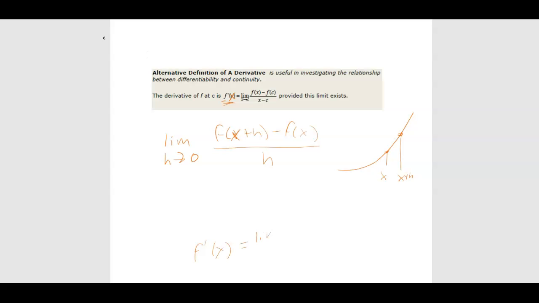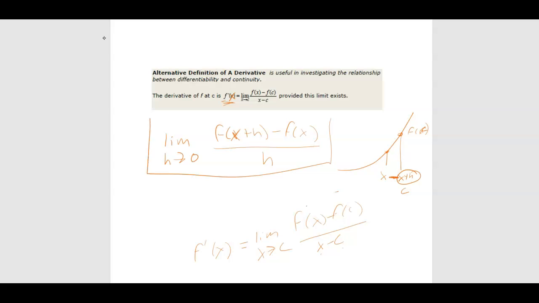f prime of c equals the limit as x approaches c. Well, that's saying the same thing. As h goes to 0, these 2 points get really close together. So f of x minus f of c over x minus c, that's slope, change in y's over change in x's. Don't be upside down on that. So instead of saying this point is x, we're saying this point is c and its height is f of c. That's all. What you're saying is those two numbers get closer together, you get the derivative.